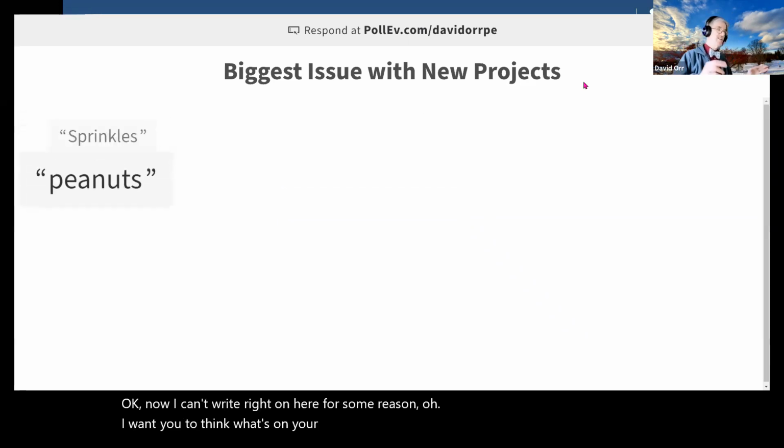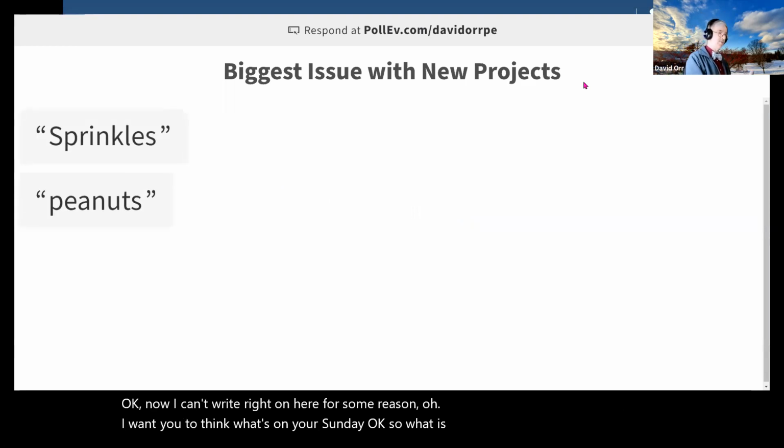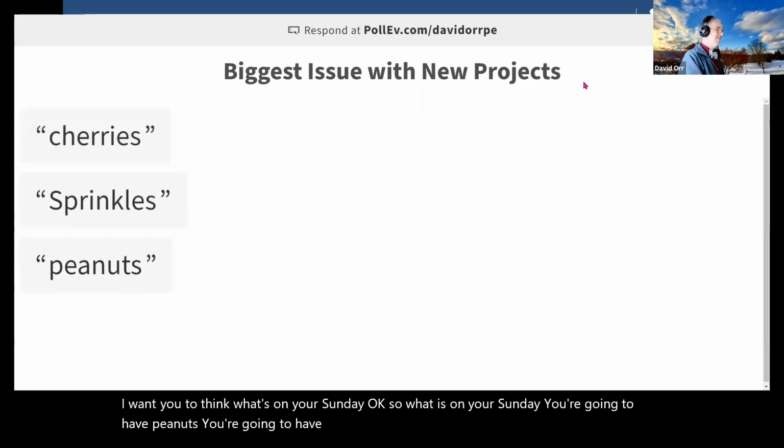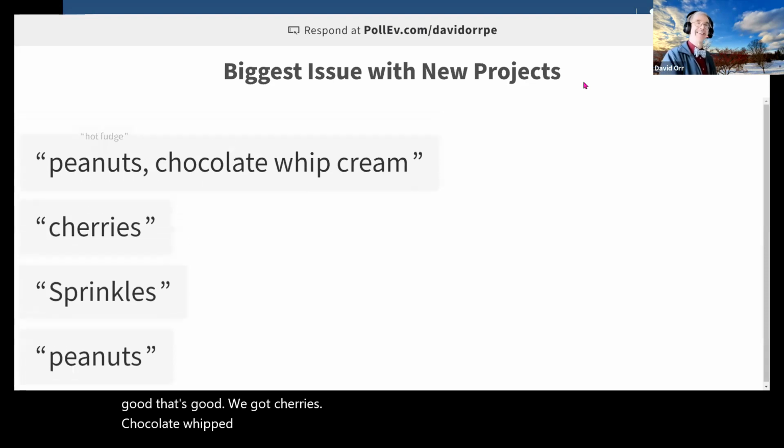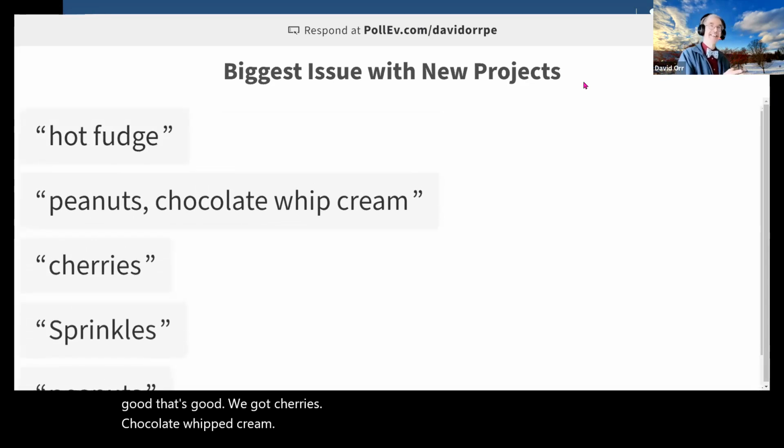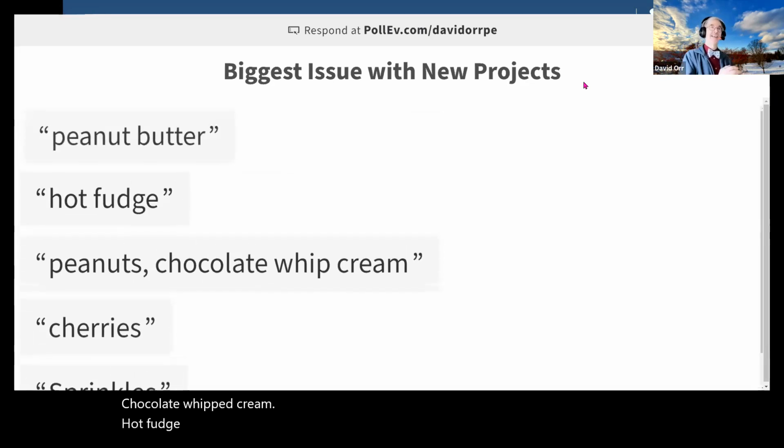So what is on your sundae? You're going to have peanuts. You're going to have sprinkles. Cool. Someone's going to put a cherry. Okay, good. That's good. We got cherries, chocolate, whipped cream, hot fudge, peanut butter.